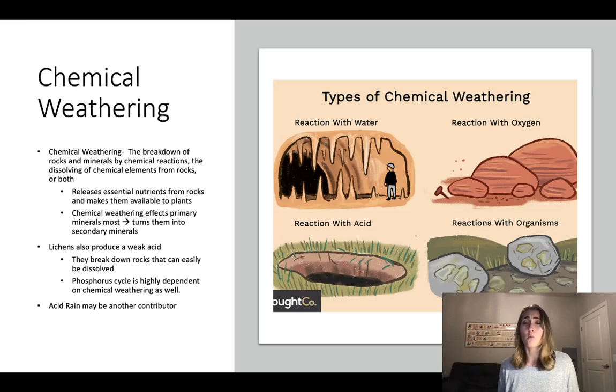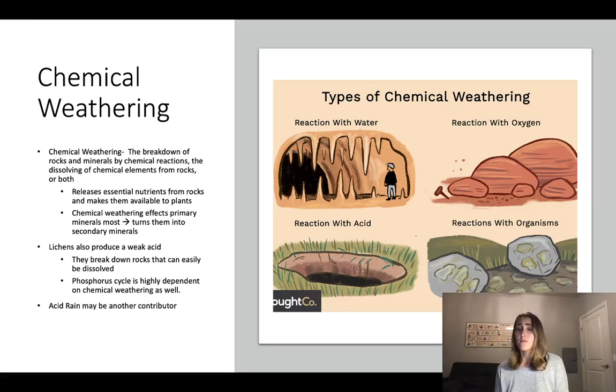One type of chemical weathering that we've already talked about are those lichens, which produce a weak acid as they undergo decomposition. That acid that's being released from the lichens helps to chemically weather the outside of that rock and break it down and release those nutrients like phosphate ions.